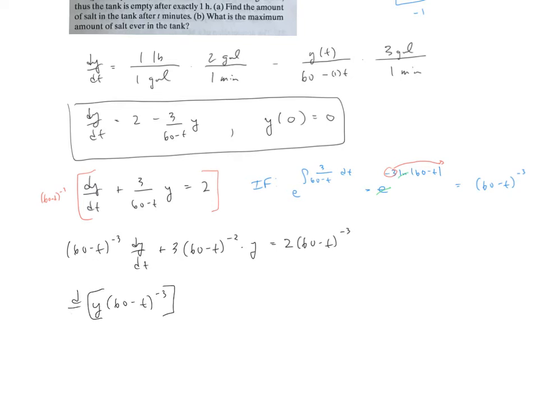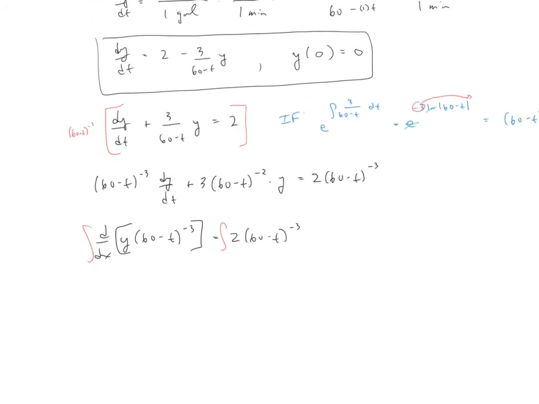In the last two examples I've walked through with you, I would encourage you to maybe take a minute and convince yourself that when you find this derivative using the product rule, you do in fact end up with this. And then the right-hand side I'm just going to leave alone. So 60 minus t to the negative third. All right, so we are ready to integrate.